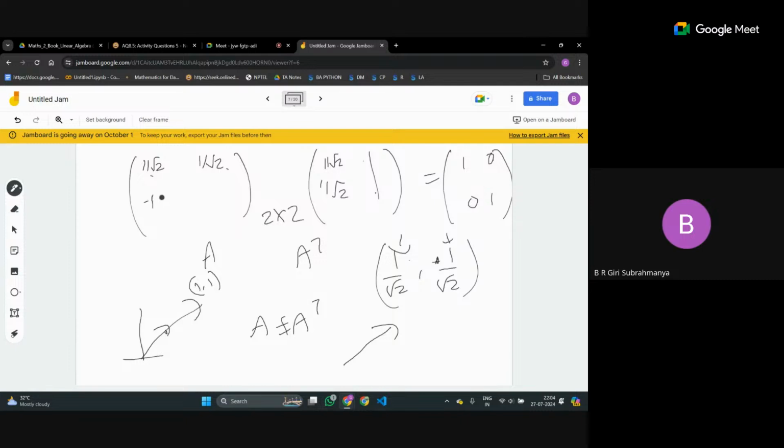Like is minus 1 by root 2 or 1 by root 2, is this orthonormal? It is orthonormal, right? Sorry, this is orthogonal to this, correct? This is going to be minus 1 by 2. This is going to be 1 by 2. That is, I'm taking the dot product. And when you add those two, you are going to get 0. Now, if you put this as column here, minus 1 by root 2.